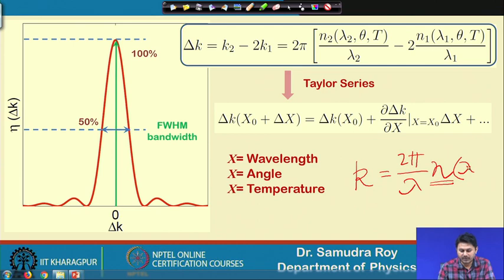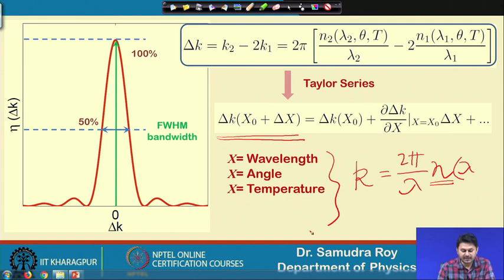Now, if I want to find out what the variation is based on these parameters, we can say delta k will vary when one of these parameters varies. So, this x can be any parameter, maybe it is the wavelength, maybe it is the angle or temperature.